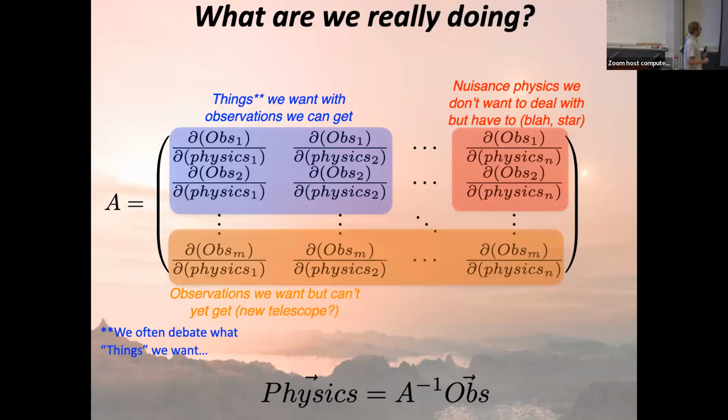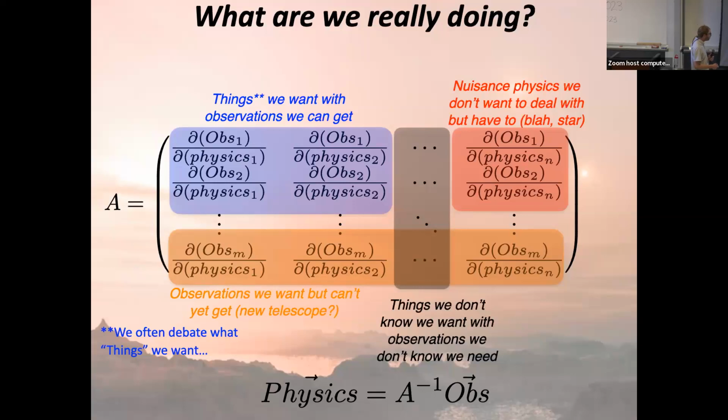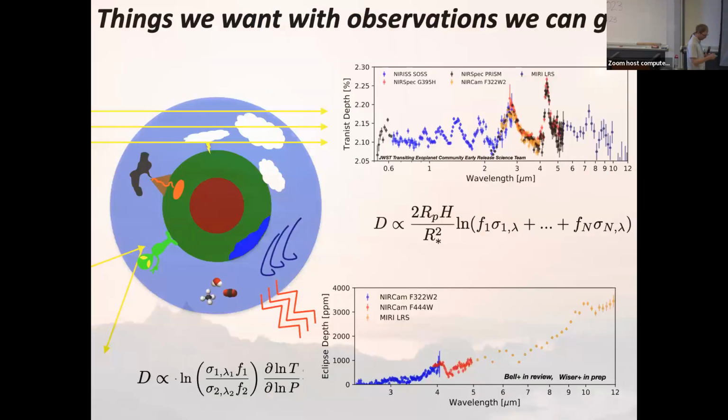We have things we want to know, but we can't yet observe them. I was talking about reflected light off of terrestrial planets. These are things we want, but we don't have the technology to do it. And I think perhaps more scary are the things we don't know we want with the observations we don't know we need, because all of this stuff is coupled. So this is a sparse matrix, right? There's a lot of zeros.